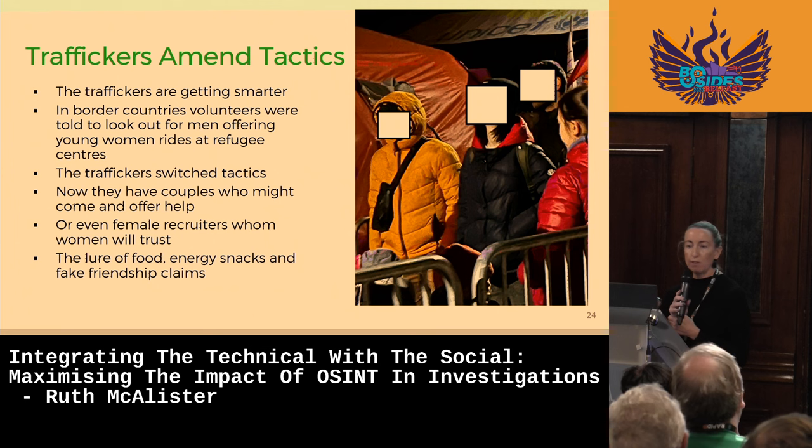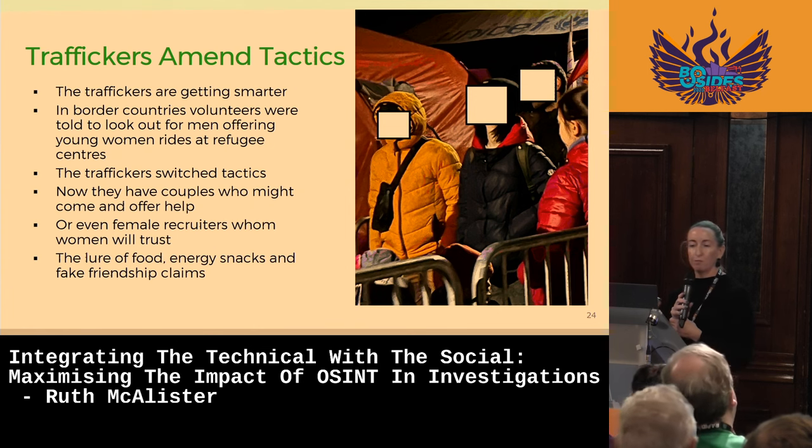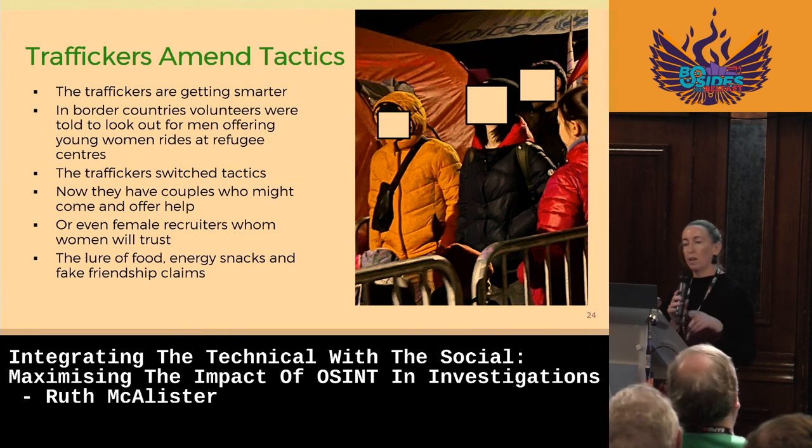There were even stories, for example, around cooking traditional food, where the smell would encourage people, bearing in mind they have had such an arduous journey from Ukraine into other countries. So there were lots of lures of food, energy snacks, fake friendship claims. This was all ongoing. The photograph on the screen is from a group of traffickers that was taken at the border within Ukraine.